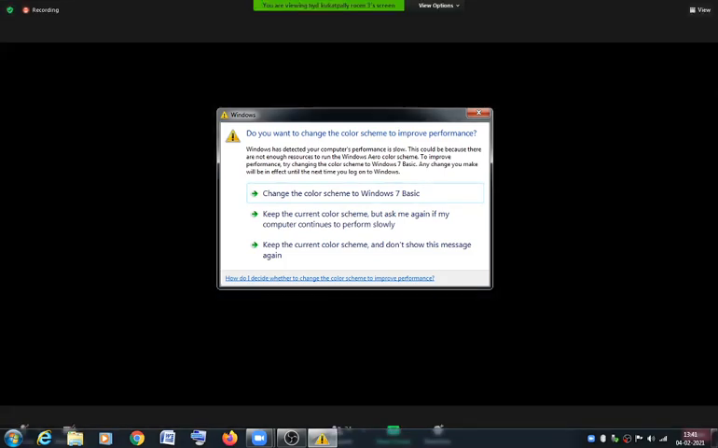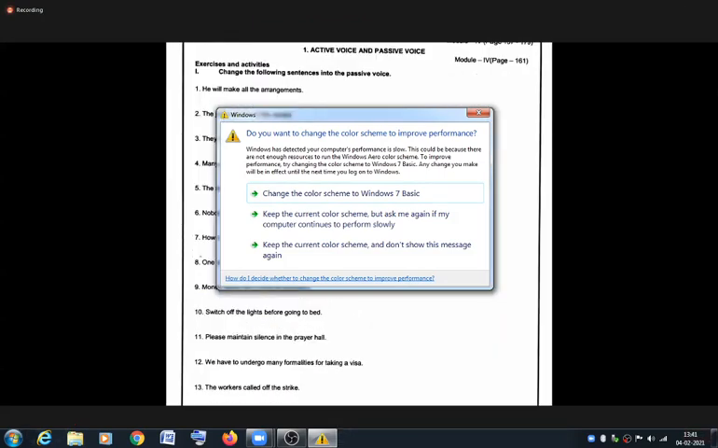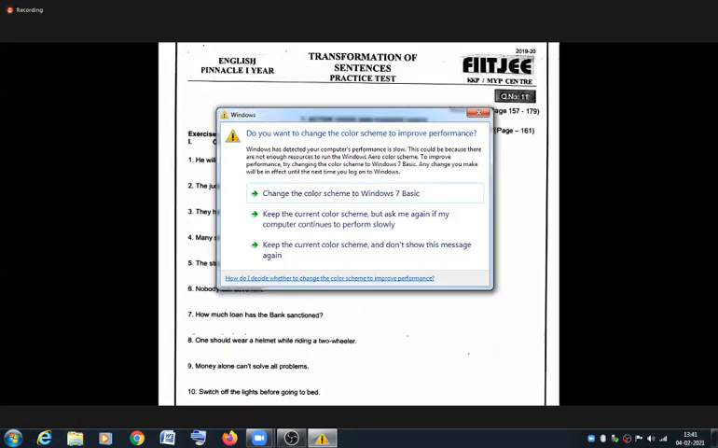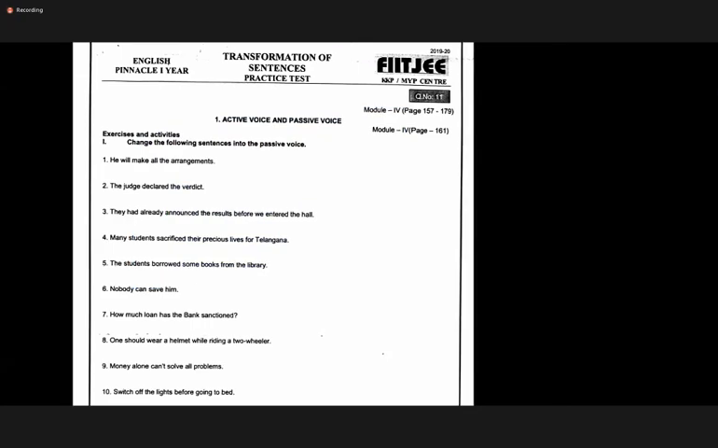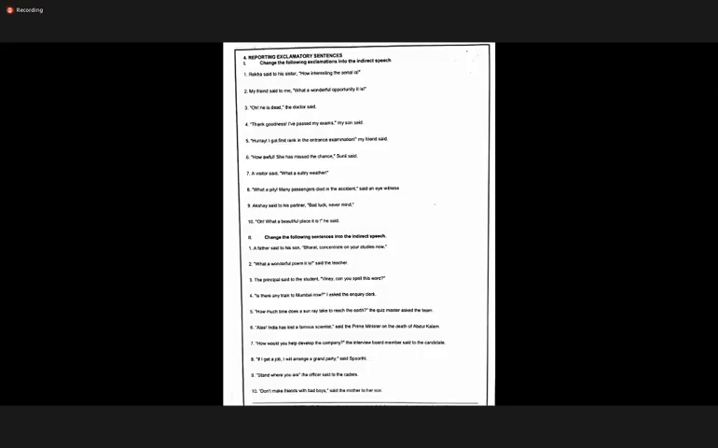So this is the topic. I am sending it after the class. Transformation is the last topic in grammar, and just like other topics, it is for 4 marks. Transformation of sentences: active voice and passive voice, the first topic. Second, direct and indirect speech. Third one, degrees of comparison. Fourth one, question tag.